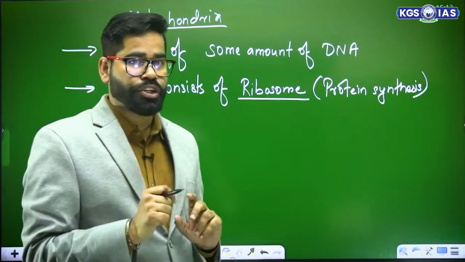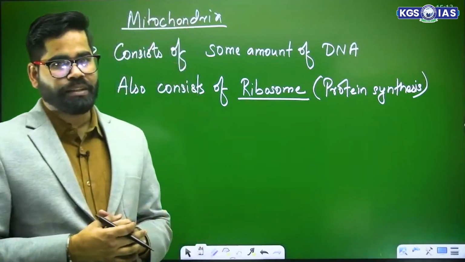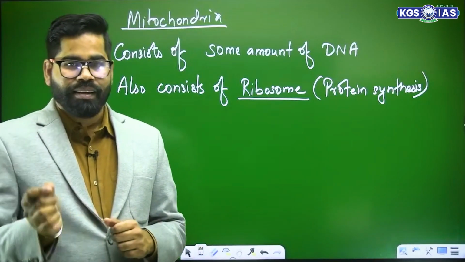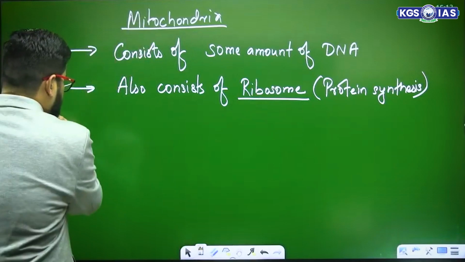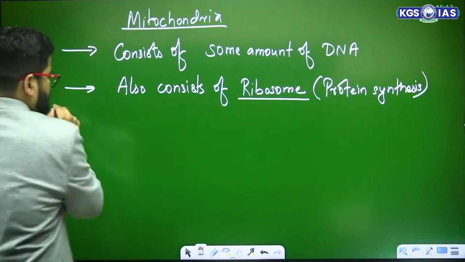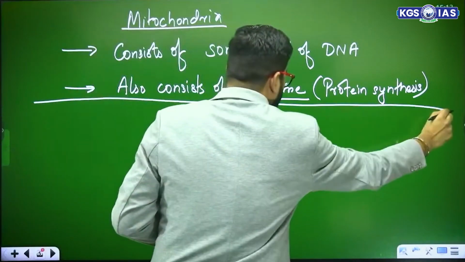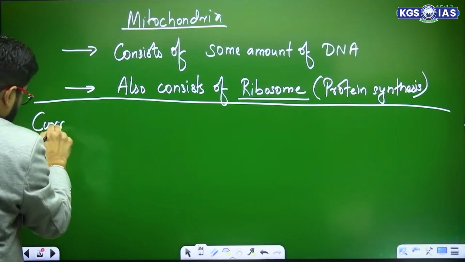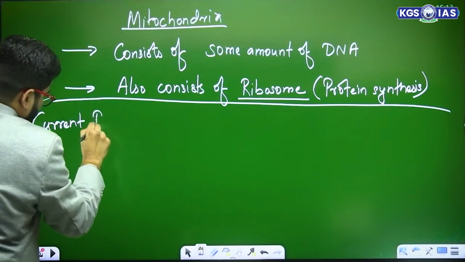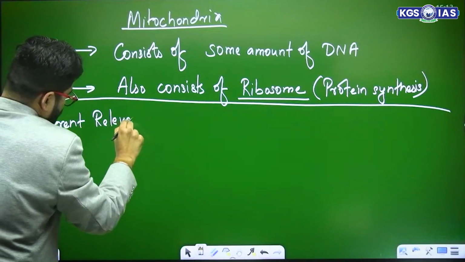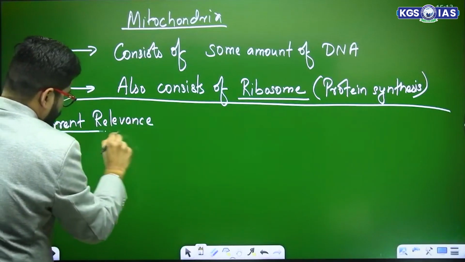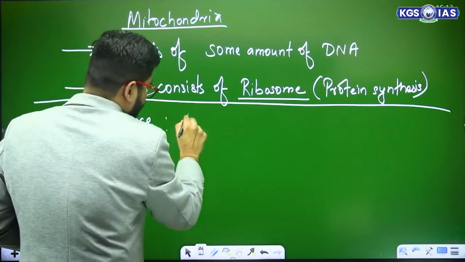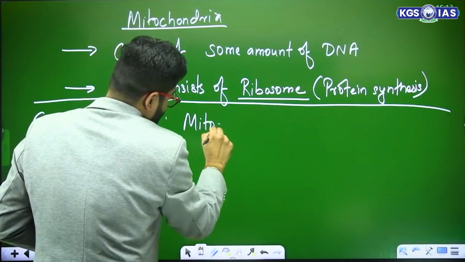Why is this crucial? The significance in the present times. See, when we talk about humans, this is one part of mitochondria. Additional thing, the current relevance. There is one thing called mitochondrial defect.